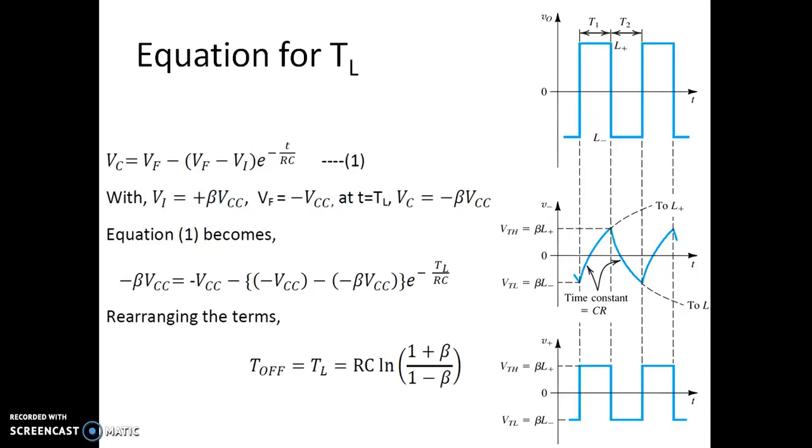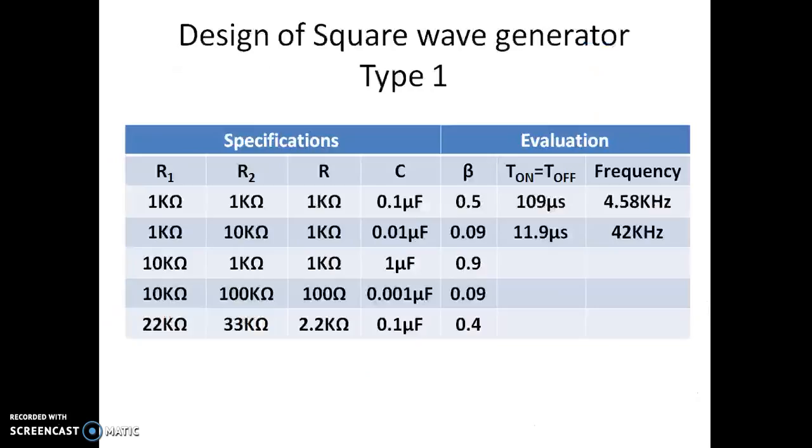If you observe carefully, the off time and the on time are both the same, because it is charging and discharging towards plus VCC and minus VCC through the same resistor with the same time constant. That's why on time is equal to off time, meaning that using this circuit we can get a duty cycle of only 50%. That is the design of a square wave.